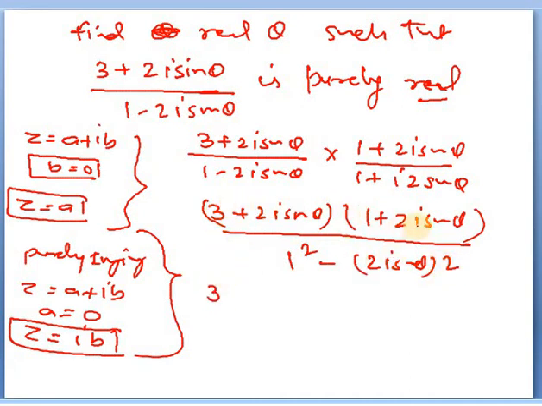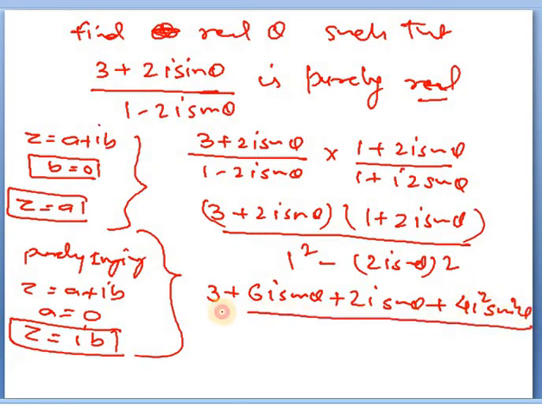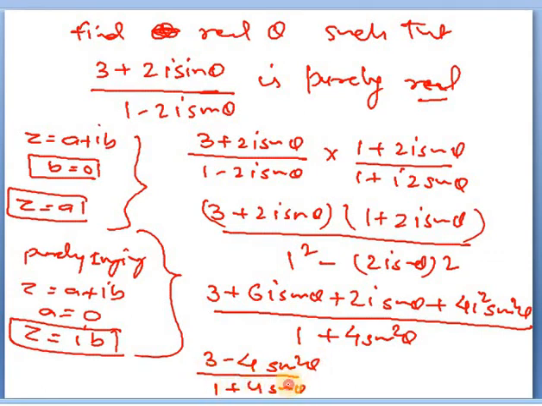Now 3 into 1 is 3. I am just opening the bracket. 3 into 2 is 6, so 6i sin theta, plus 2i sin theta, multiplying 2i sin theta into 1. 2 into 2 is 4 i squared sin squared theta, upon 1 plus 4 sin squared theta, since i squared is minus 1. Rearranging the terms, this is (3 - 4 sin squared theta)/(1 + 4 sin squared theta) + i times (6 + 2) sin theta/(1 + 4 sin squared theta), that is 8 sin theta/(1 + 4 sin squared theta).